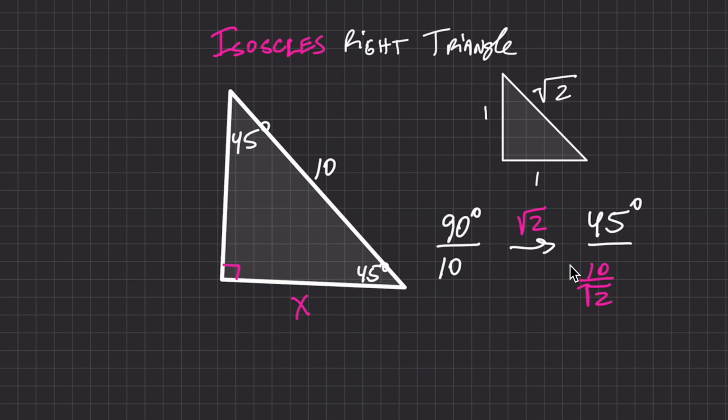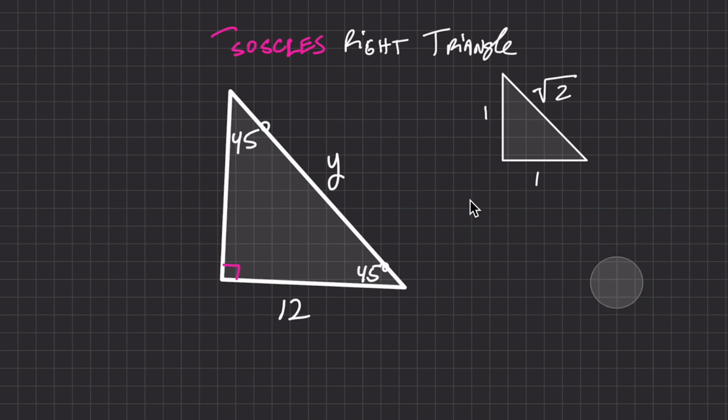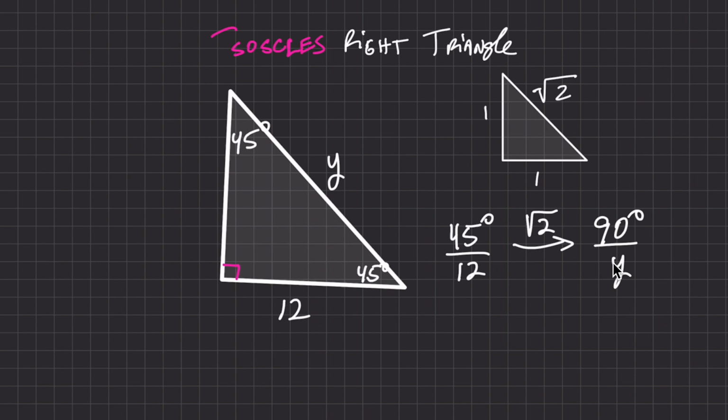Okay, conversely, let's say they give you the side opposite the 45 degree angle. Let's say that is 12. And you're trying to find the side opposite the 90. So in this case, we have the 45 degree side, that's 12, and we're trying to find the side opposite the 90 degree, that's why. Here is our scale factor. Because we're going to get bigger as we move to the side opposite the 90, this is going to be 12 multiplied by the square root of 2.